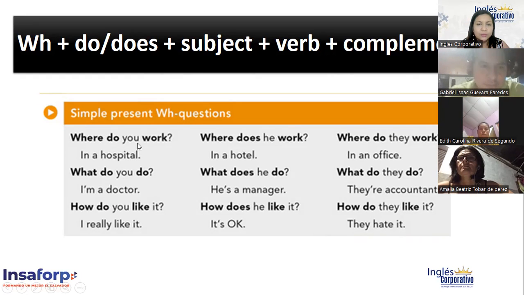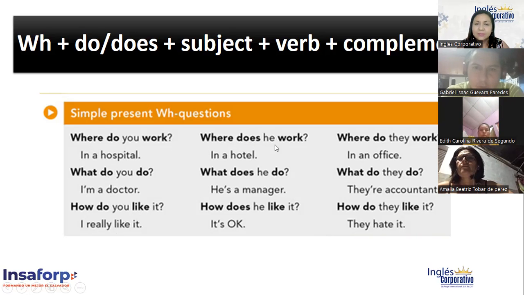Where do you work? Where does he work? Sorry, where do you work? In the answer. In a hospital. What do you do? I am a doctor. How do you like it? I really like it. Exactly. So we have three questions, right? Where, what, and how.